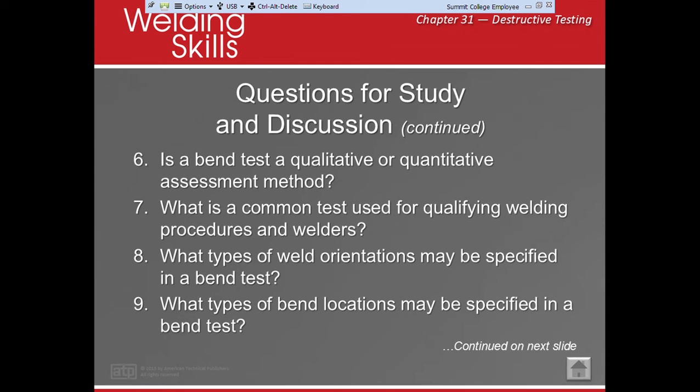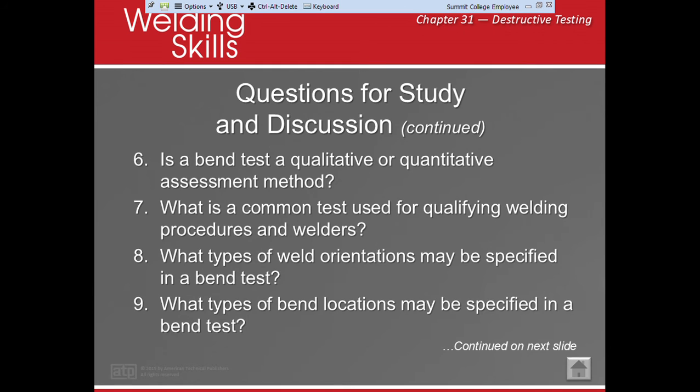What types of weld orientations may be specified in a bend test? Well, really we can have orientation. Which way are they facing? Okay, so that can be root, side, or face. When they say that, the face is in tension, the root is in tension, or the side is in tension. What types of bend locations can be specified? Well, really, we're talking about root, face, or side bends. Okay.